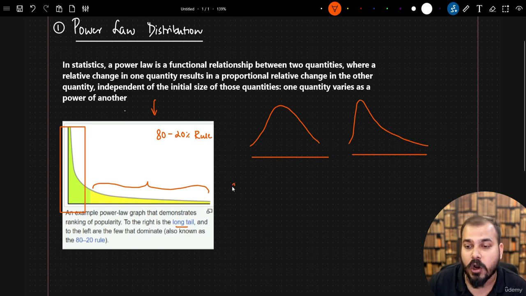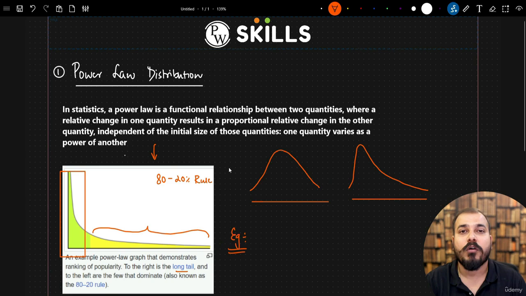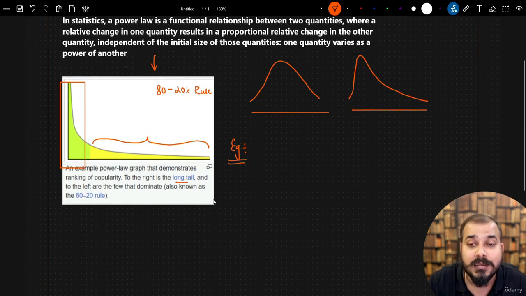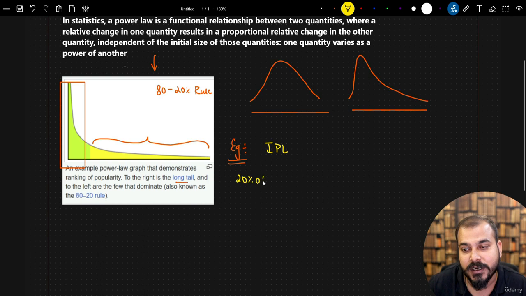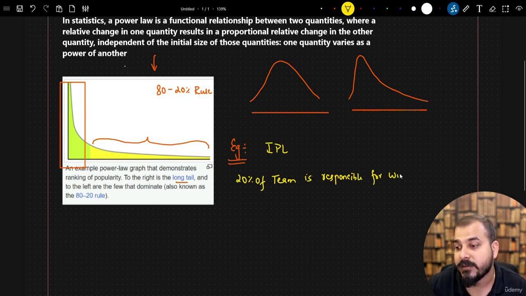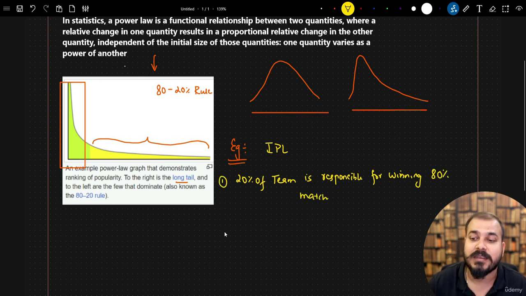Now, let me talk about some examples of data sets that follow power law distribution, because unless you understand these examples, you'll not be able to relate to it. I hope everybody has seen the IPL, Indian Premier League. Can we say that 20% of the team in most of the matches is responsible for winning 80% of the matches? Obviously this is true. This is my first example.